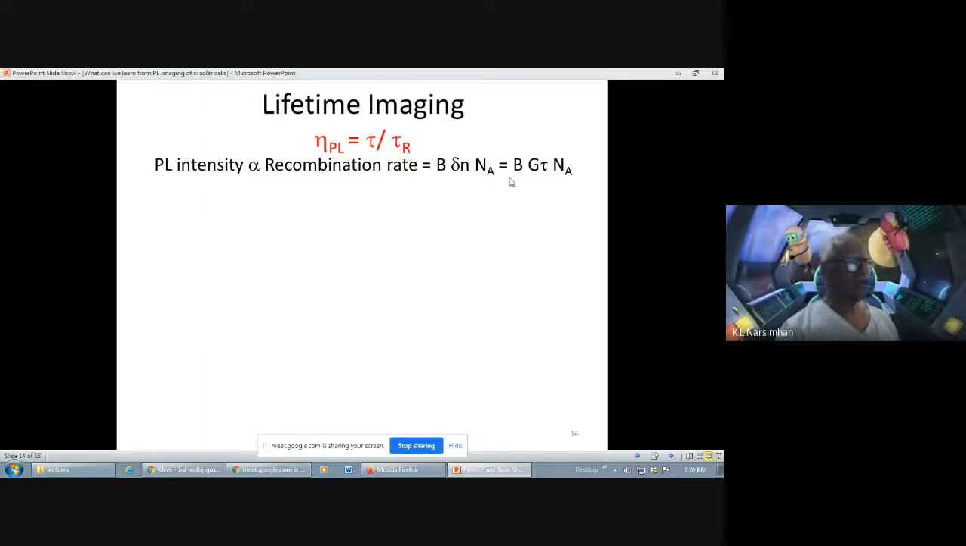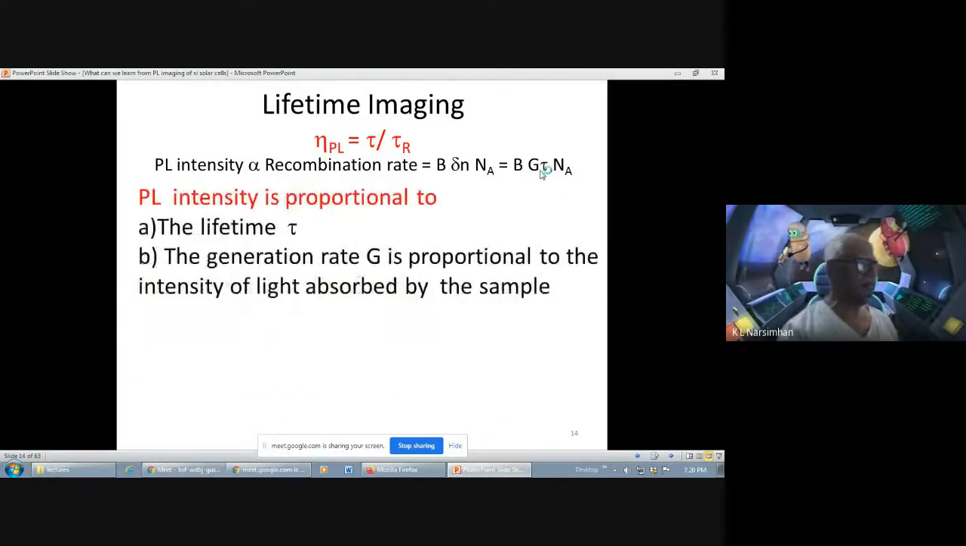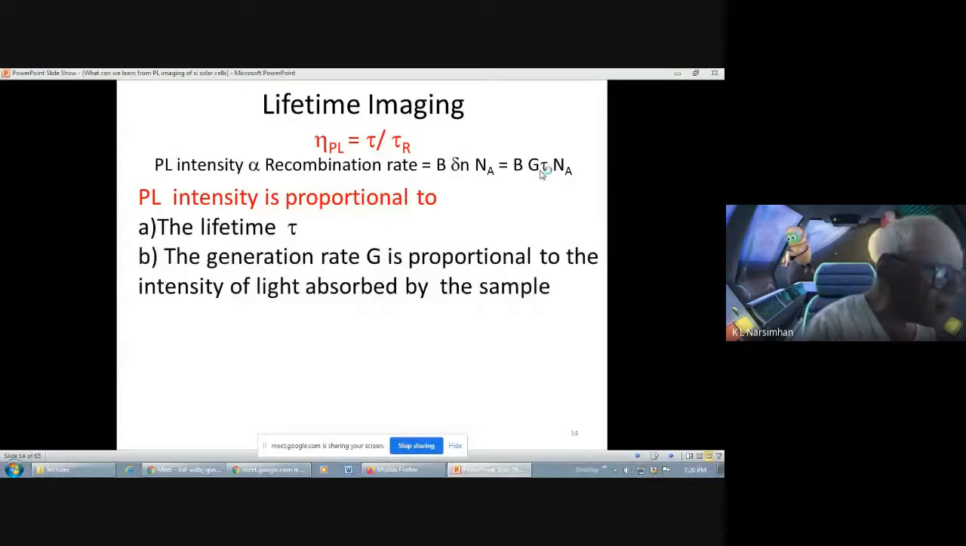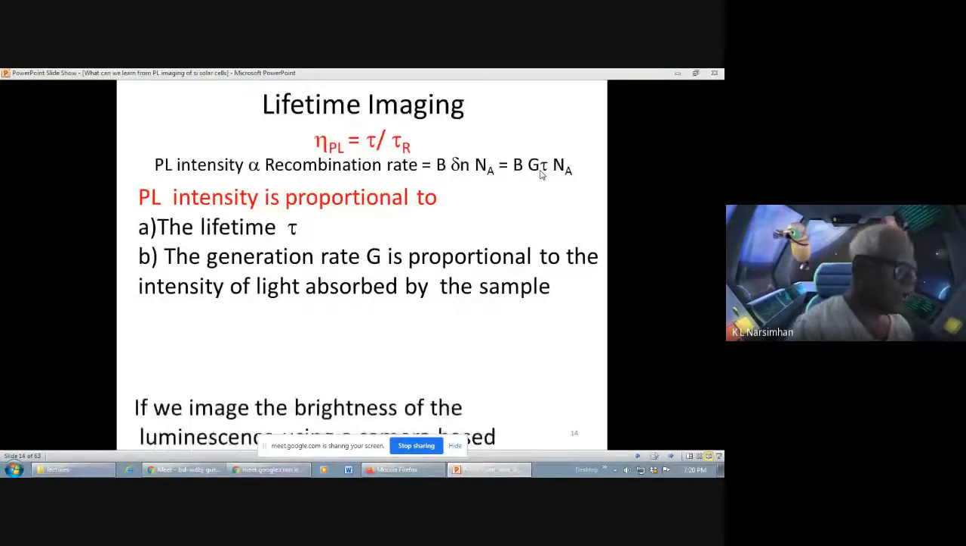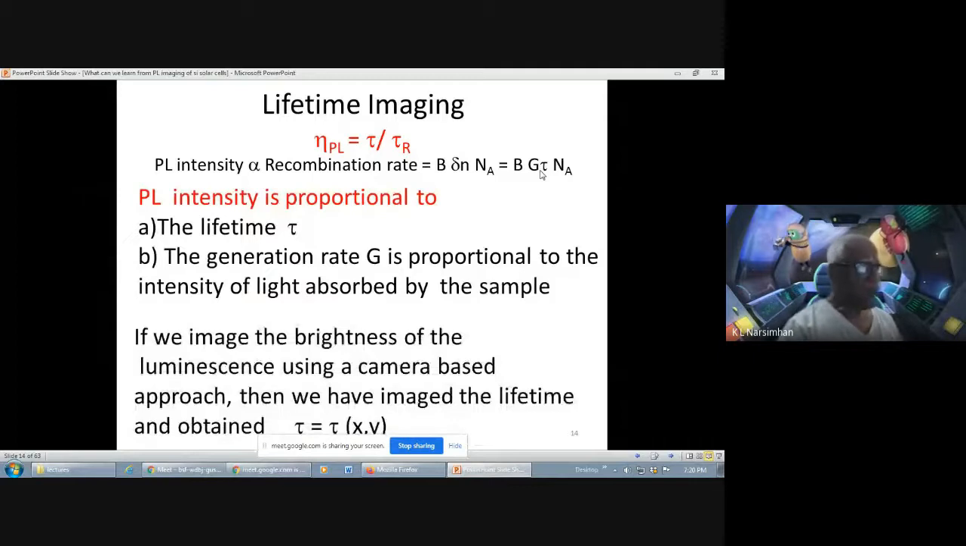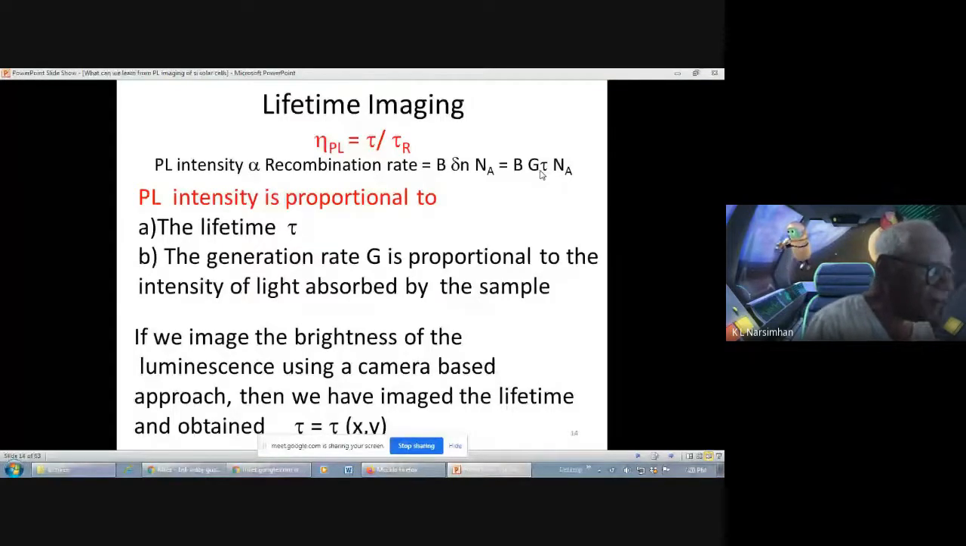And then, so really speaking, PL intensity is proportional to tau, and there is G. What is G? G is the generation rate. That's just the amount of light you throw onto the sample. So I want to take out G and I only want to measure tau. One way of doing this is to use an imaging method, and that can be done by a camera.